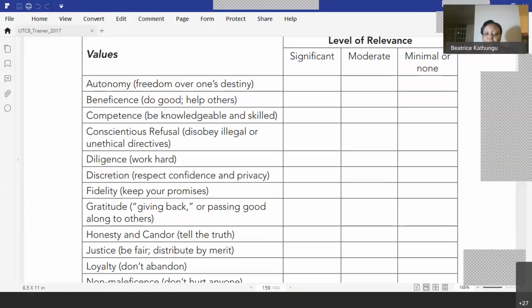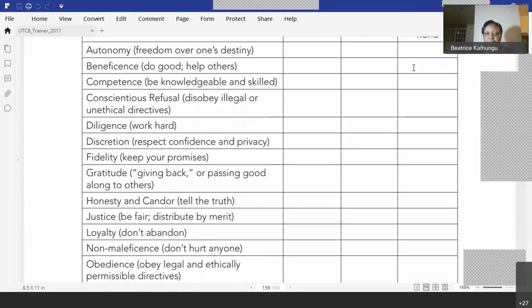Any other value that you think was important here? Maybe I can scroll down a little so that you see a few more. Yes, any other value? Conscientious refusal, where you disobey things that are unethical, even if they are directives. Yes. Was that significant, moderate, or minimal? In this case it is very significant. It is very significant. Thank you.